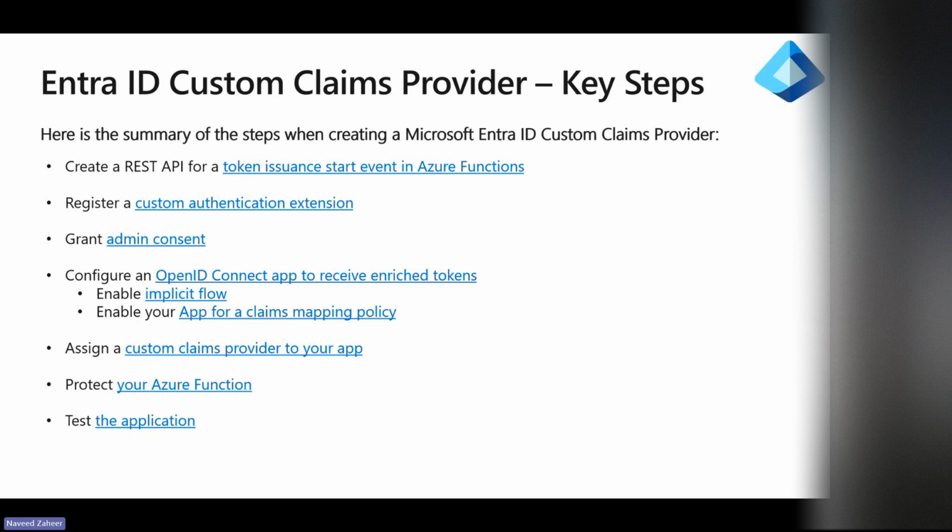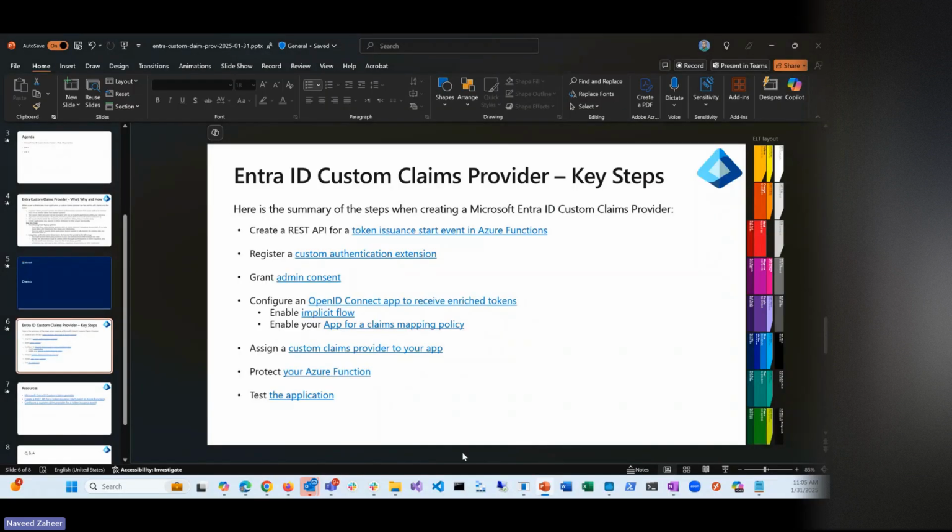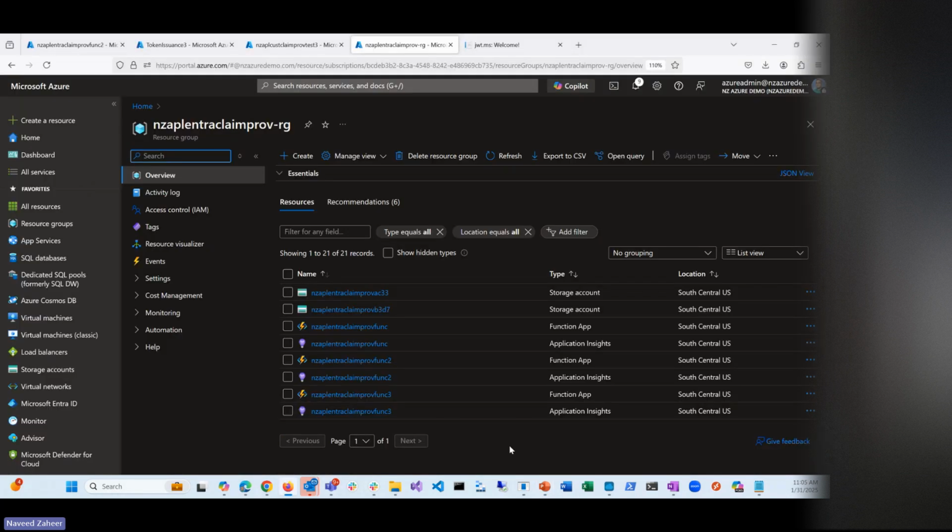And then we are going to create an OpenID Connect app to receive these tokens. We are going to set that app up, and then assign a custom claim provider. And finally, we're going to protect our Azure function, because we're going to be implementing an Azure function. In this scenario, you can use another API, but for the sake of simplicity, just following the docs, I'm going to implement the Azure function. And then finally, we are going to test the application. Hopefully everything goes well. So let's start with the implementation of the Azure function.